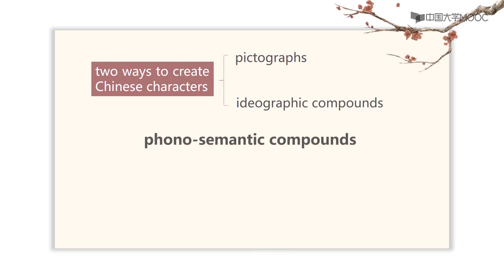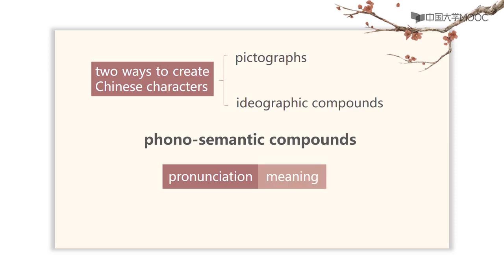In the first class, we learned 2 ways to create Chinese characters, pictographs and ideographic compounds. Now let's learn the third way, phonosemantic compounds. For these characters, one part gives a clue to its pronunciation and the other to the meaning. More than 85% of Chinese characters are phonosemantic compounds.